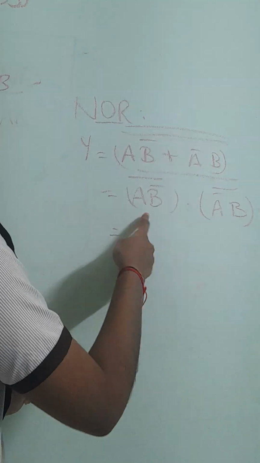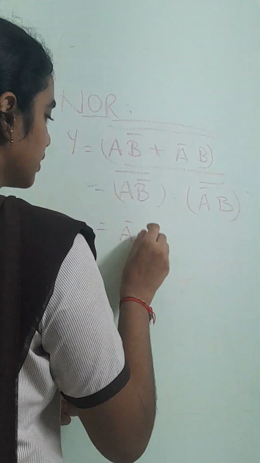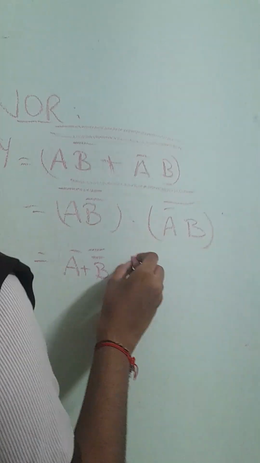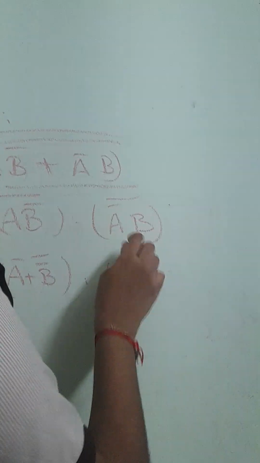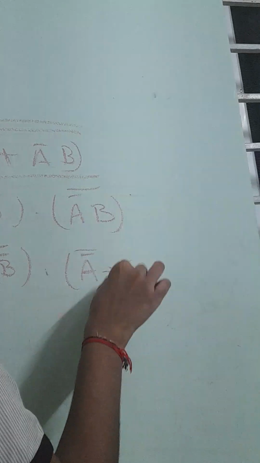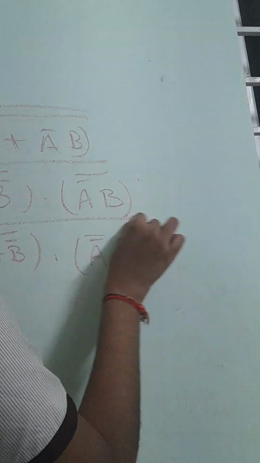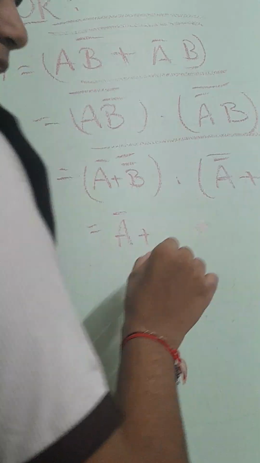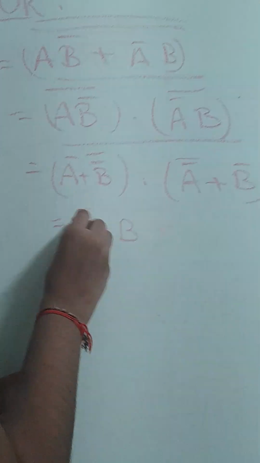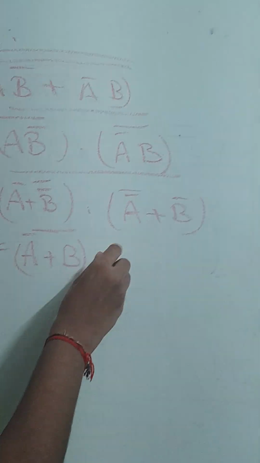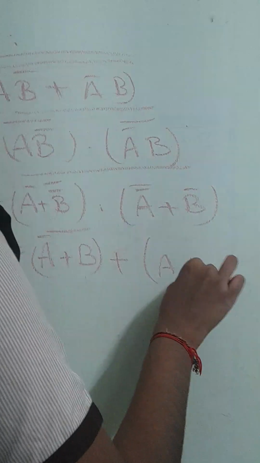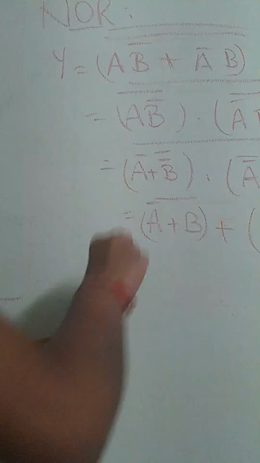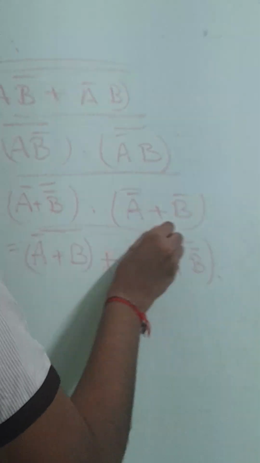So this can be expressed as A bar B bar, A bar plus B bar, into same again, A bar, A double bar plus B bar whole bar. So which is equal to A bar plus B whole bar plus A plus B bar whole bar. Now let's write this by taking again double bar.